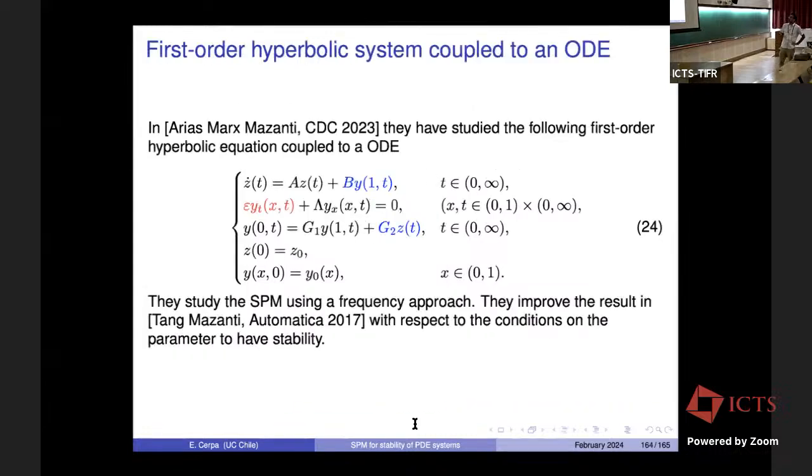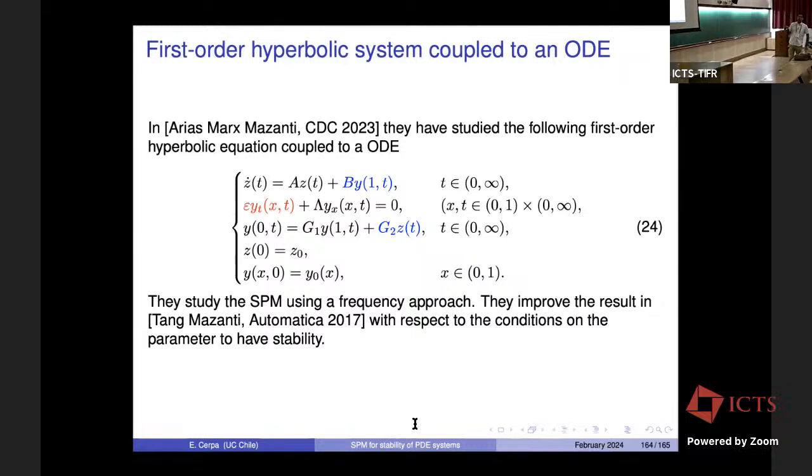And another paper by, again, Gonzalo Arias, Swan Marx, and Guillermo Santi, from Supélec in France. They have studied this system here, which is an ODE for Z coupled to the PDE, a first order hyperbolic PDE for Y. In fact, with this coupling.